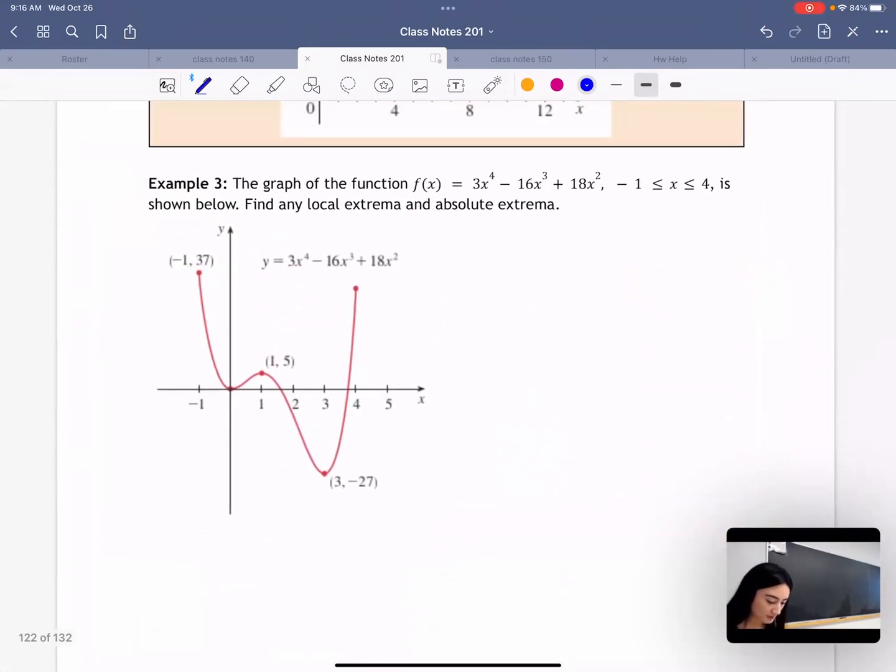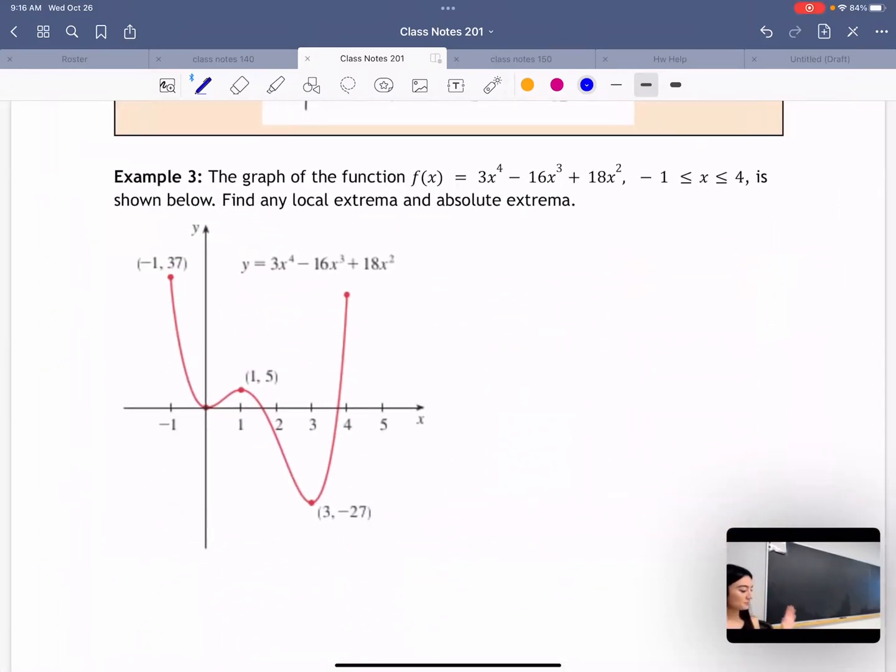Now, I think this might be overkill, but I promise all these different examples are a little bit different. So let's go through these and figure out what we're doing here. We have this graph of this function between -1 and 4. I want to find any local extrema and absolute extrema, which is just asking me to find the maximums and minimums. Let's do the absolute ones first.